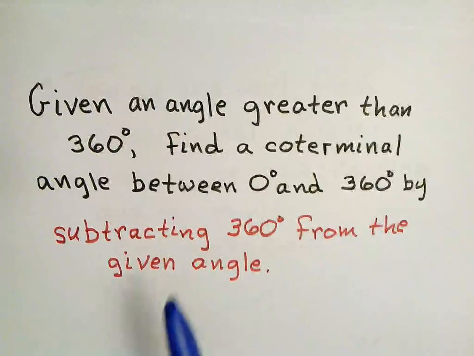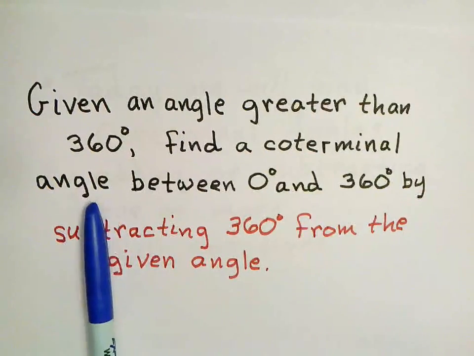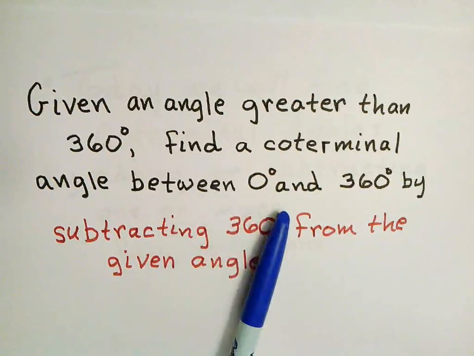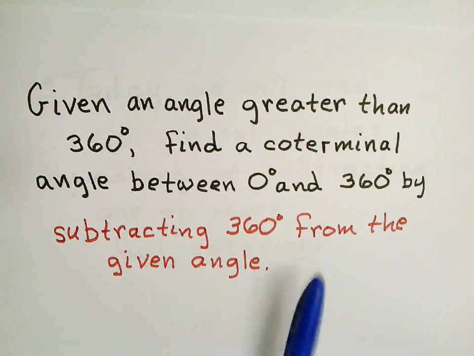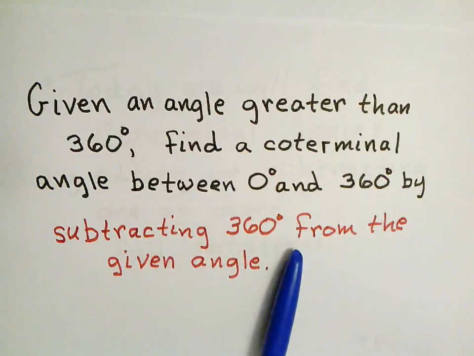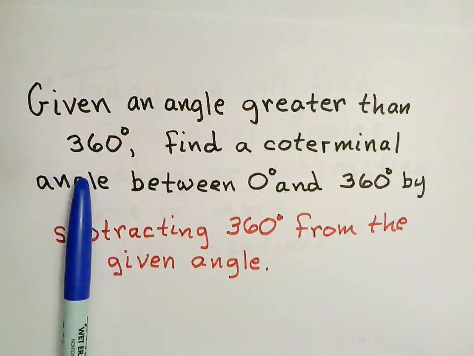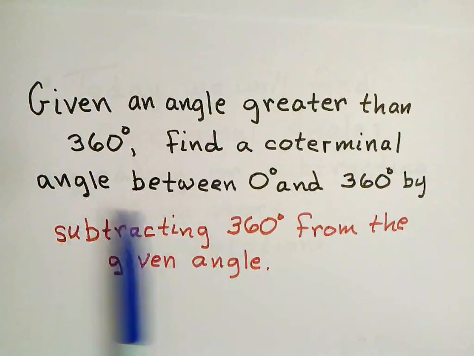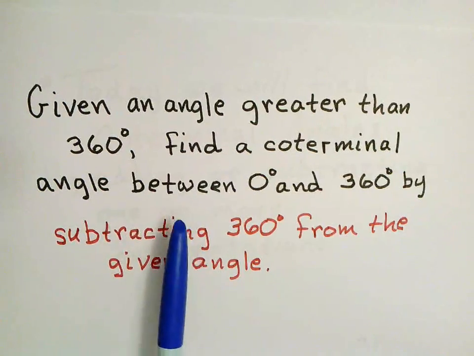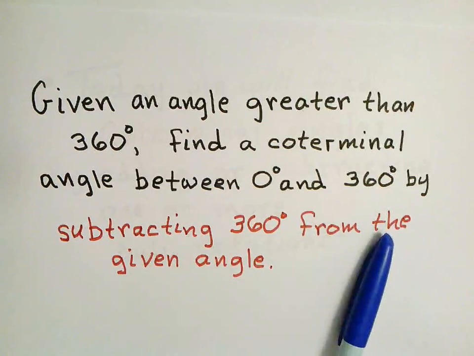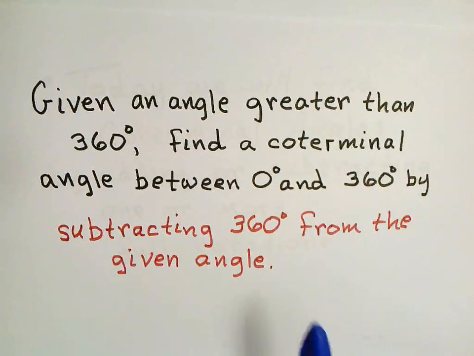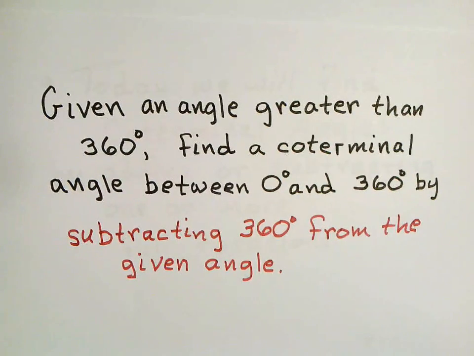Given an angle greater than 360 degrees, find a coterminal angle. Remember, coterminal angles have the same initial side and the same terminal side. Again, given an angle greater than 360 degrees, find a coterminal angle between 0 and 360 degrees by subtracting 360 degrees from the given angle. So let's look at an example of that.